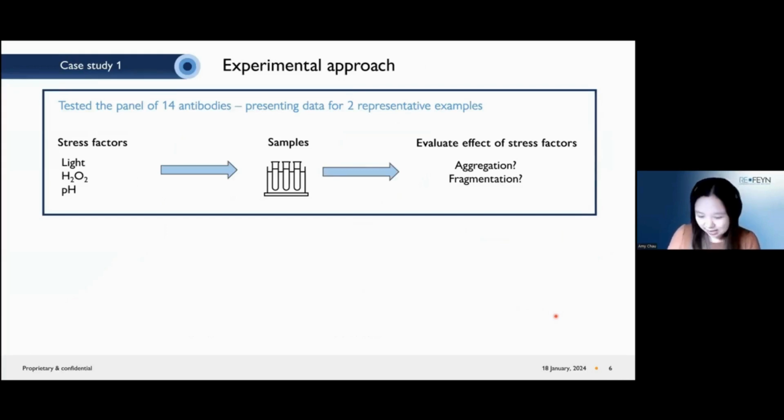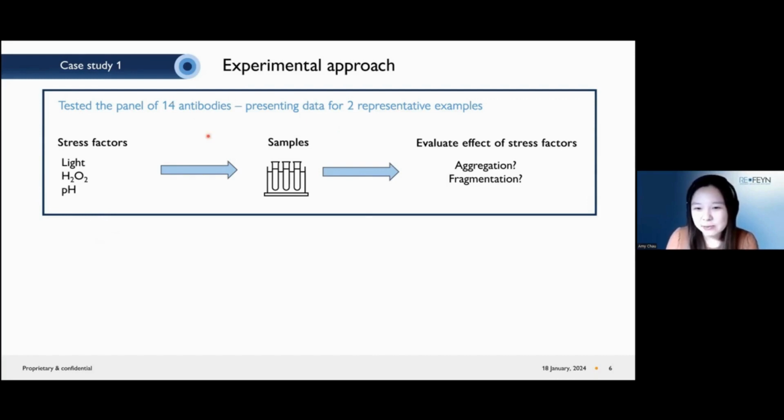The data presented in this case study was part of a broader study that aimed to assess the different effects of the stress conditions. So in here we have light, the presence of hydrogen peroxide, and pH. The study tested 14 different antibodies to establish whether aggregation or fragmentation occurs following the exposures of these conditions. So I will only present 2 representative examples, since 14 is likely going to stretch this presentation a little long.